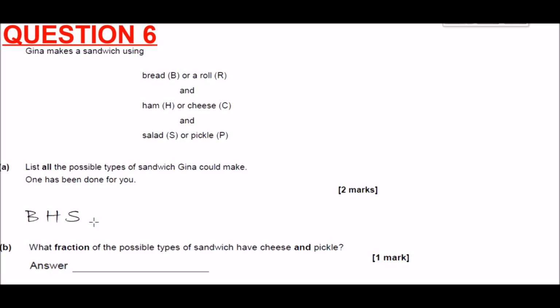So if we're systematic, this question isn't going to be too bad. So we could have bread, ham and salad, or we could have bread, ham, instead of salad we could have pickle. So let's think about what else we could have. So we've tried everything with bread and ham. Now how about doing the same, but instead of having bread and ham, we can do bread and cheese. So we could have bread, cheese and salad, or we could have bread, cheese and pickle.